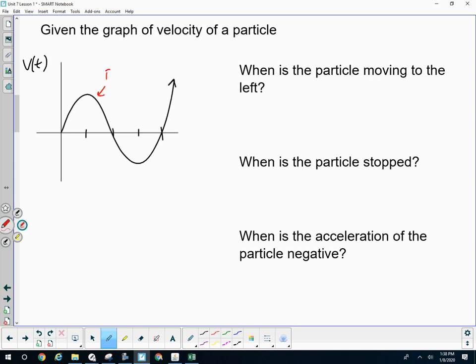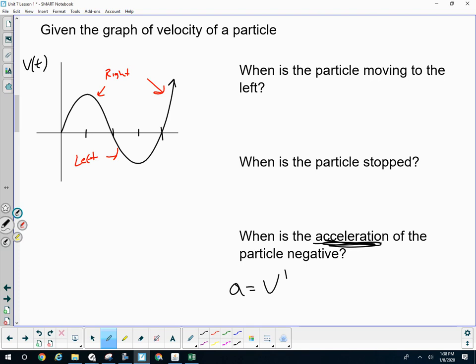Positive values means you're moving right versus negative values you're moving left. But then understand that acceleration is just slopes of velocities. So the first two questions, easy. You can just look at v.